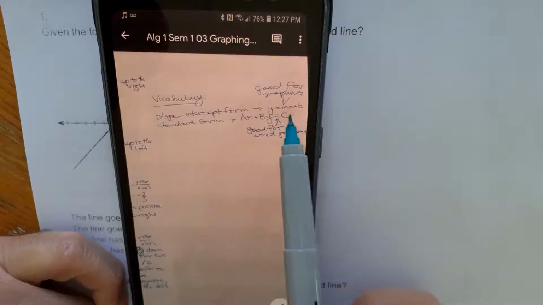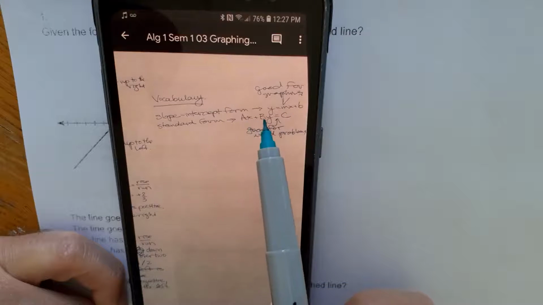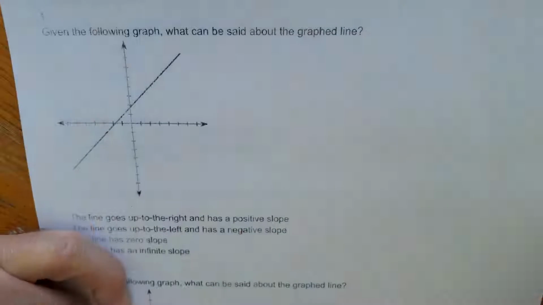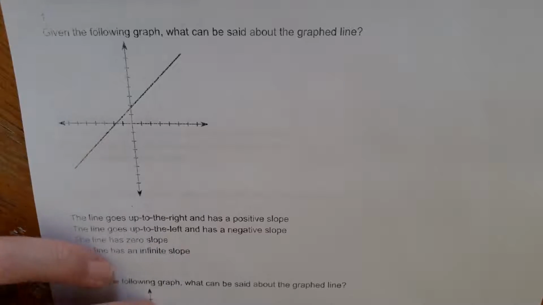The slope-intercept form is y equals mx plus b, and the standard form is ax plus by equals c. All right? So copy those into your notes, and let's take a look at the problems now and see if we can give some guidance on these.